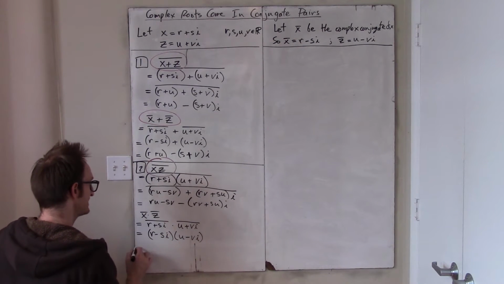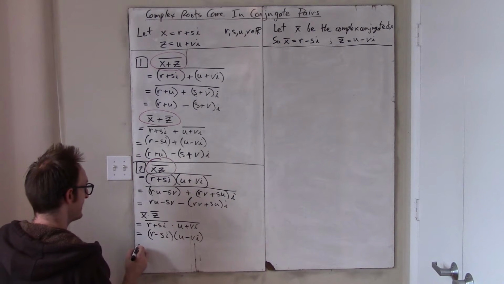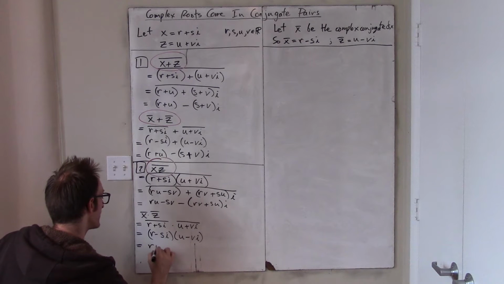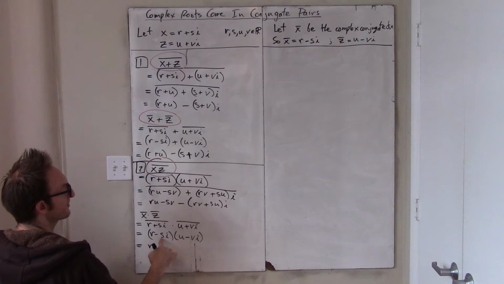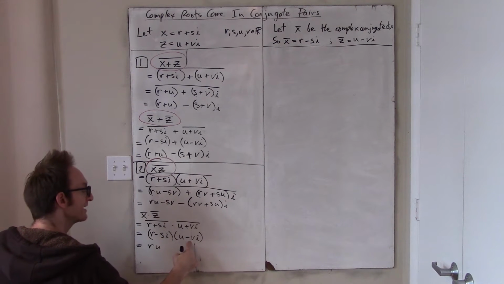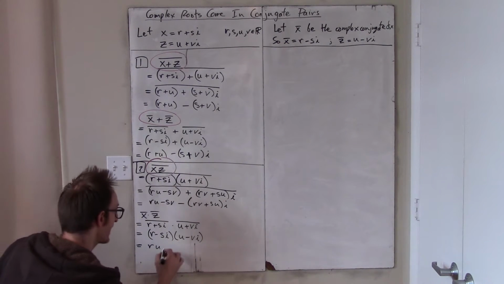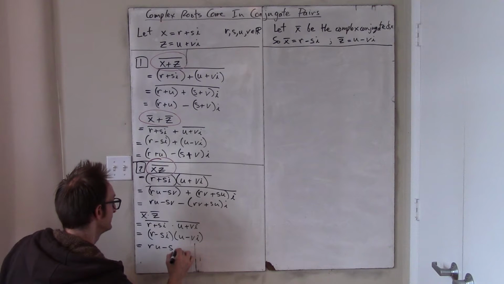It's getting a little messy down here at the bottom of the board, but it's just going to work out, right? Because what happens? You get ru. But now when you multiply negative si times negative vi, the negatives cancel, and so you just get sv i squared. In other words, minus sv.